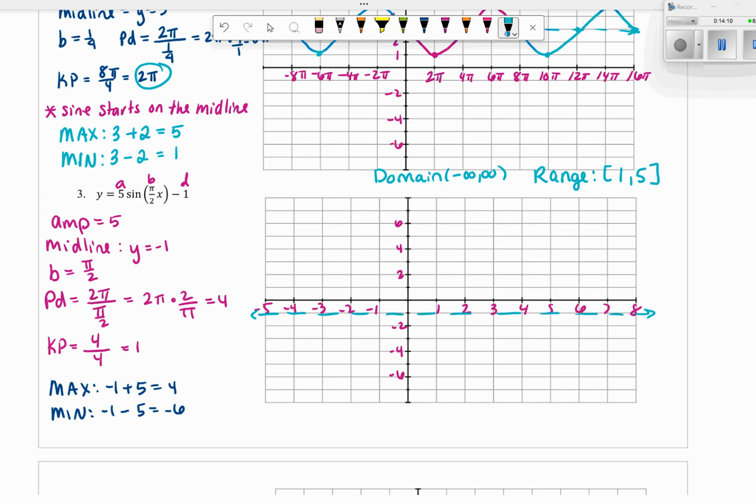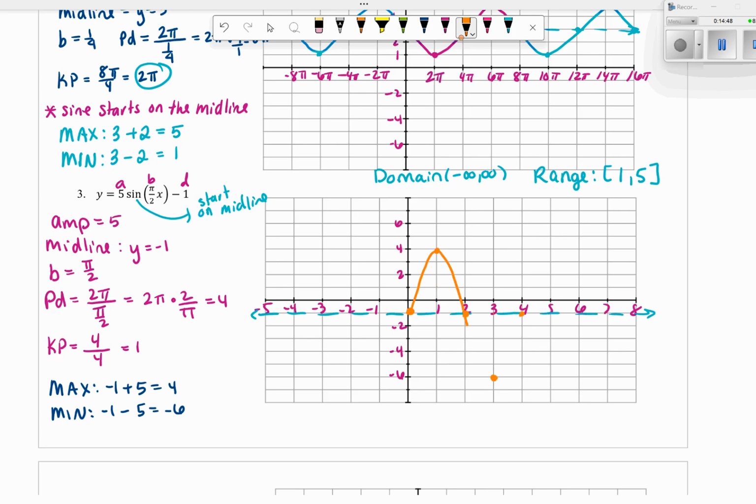Now from there, this is sine, so again, it starts on the midline. Start on midline. This time, because there's no reflection, we don't go down first, but we go up 5 from the midline. So up 1, 2, 3, 4, 5, which is at 4, which is why we have that maximum value at 4. Then at 2, we're back to the midline. 3 is going to be the minimum, which is -6, or you can count down 1, 2, 3, 4, 5 and see it's at -6, back to the midline.